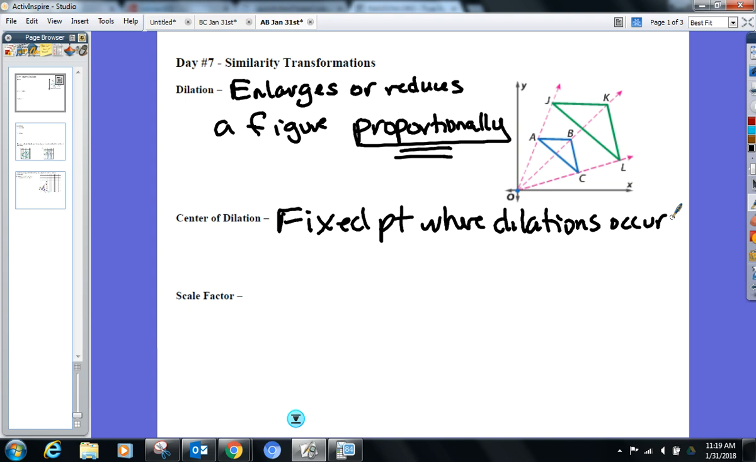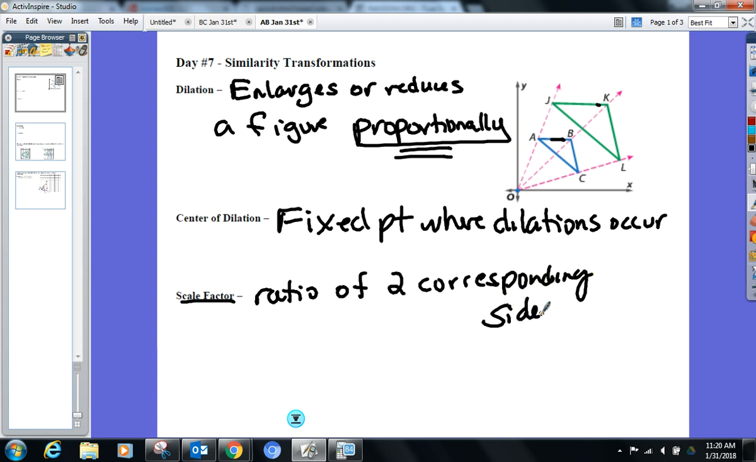Scale factor. We have heard this term this unit. Anybody? Just anything. Scale factor. What's a scale factor? How do I find it? What is it? Anything. It is a ratio of what? Close. Let's get a little more specific. It is a ratio of? Well, not just sides, but what about the sides? There are distances, there are corresponding sides, correct? So this is the ratio of two corresponding side lengths.